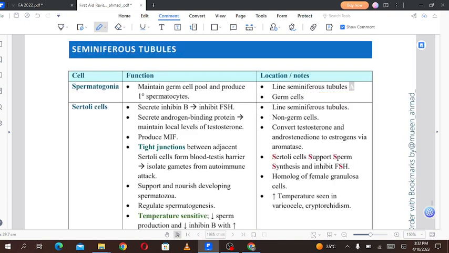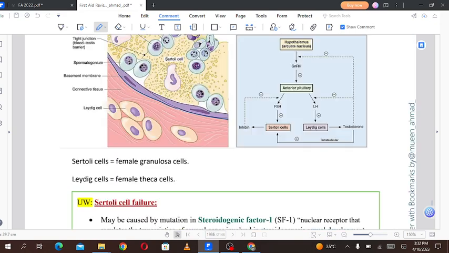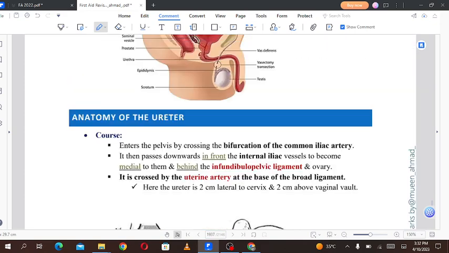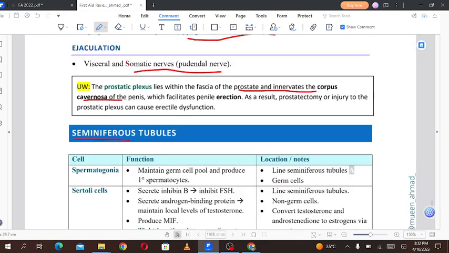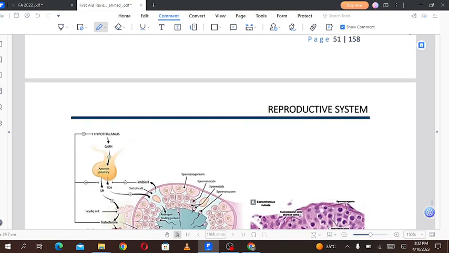Moving forward, we have seminiferous tubules. Inside the seminiferous tubules, I guess there is a picture of that as well over here, or maybe where is that picture? I'm looking for spermatogonia, which is not mentioned over here. So we are talking about seminiferous tubules. Let me take a screenshot of this first, and then we'll talk about it.